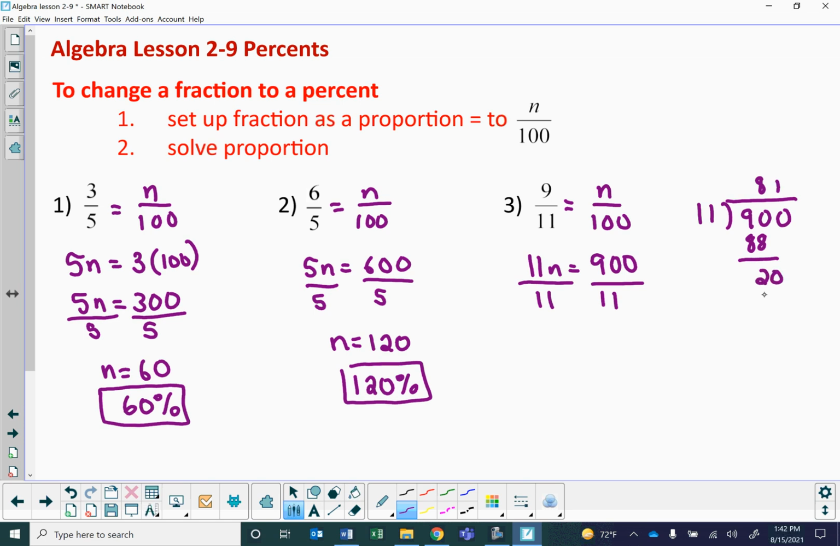That's 11. That gives me a remainder of 9, which means here n is going to equal 81. And now my remainder becomes the top of my fraction. My divisor becomes the bottom of the fraction. So 81 and 9/11%, which is perfectly accurate versus rounding to a nearest decimal place. If they tell you you can round to a nearest decimal place, then you can do it. Otherwise, you're going to have to give it to me as an exact answer. So it should be 81 and 9/11%.